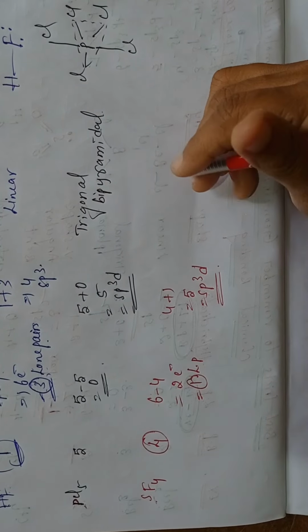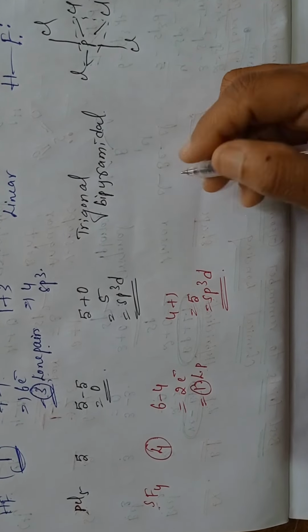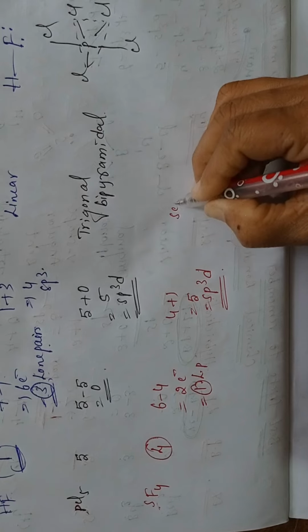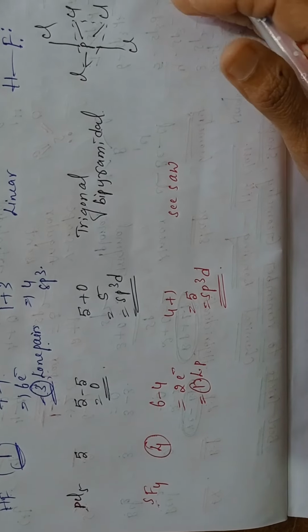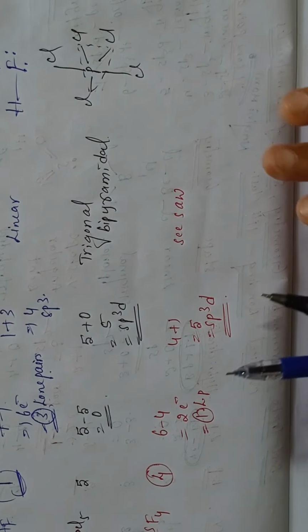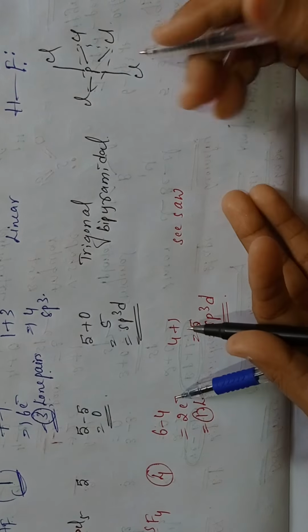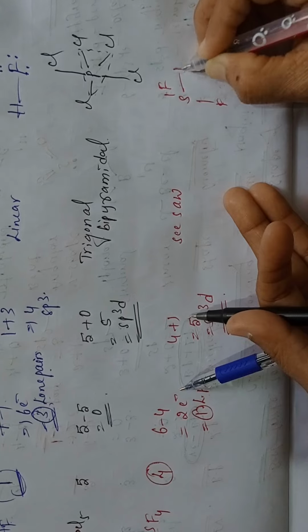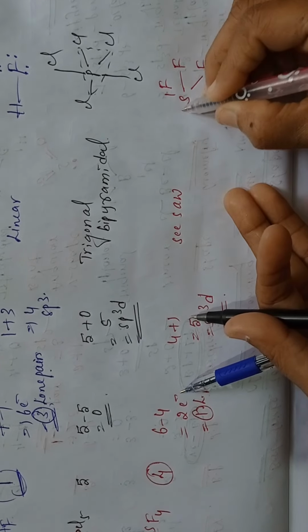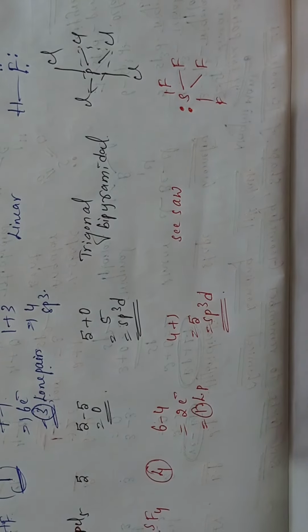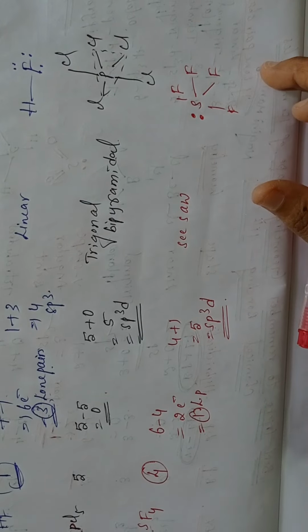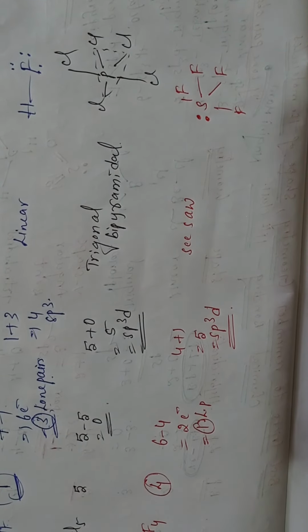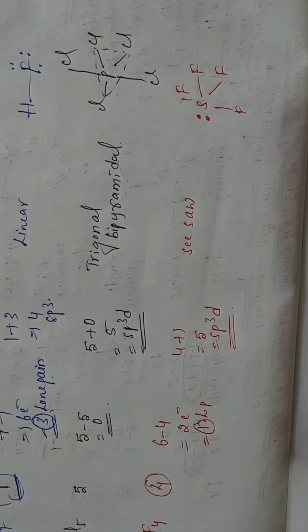Then what is the shape, students? For sp3d with one lone pair, the shape is seesaw. Clear? What is the seesaw shape? Here it is SF4, and this is the seesaw shape. Here one lone pair is present. SF4 is completed. Sp3d hybridization is completed, students.